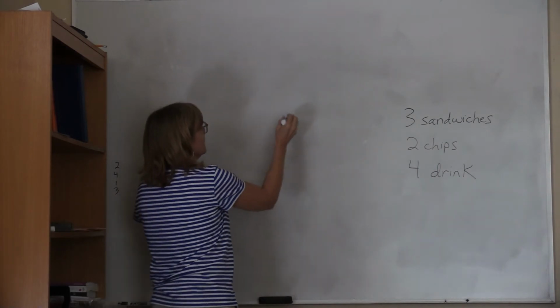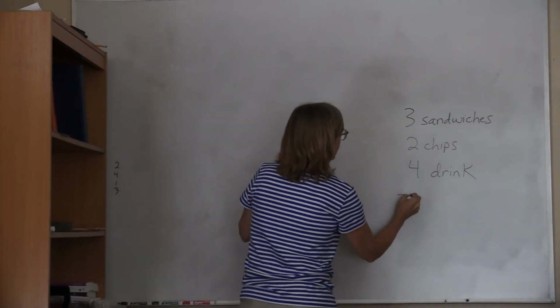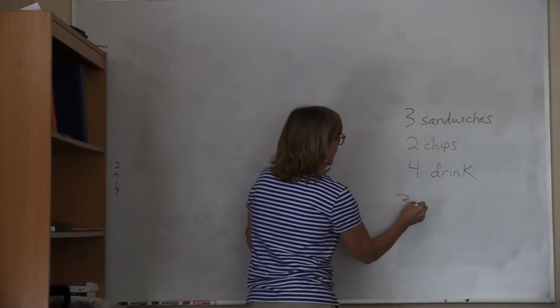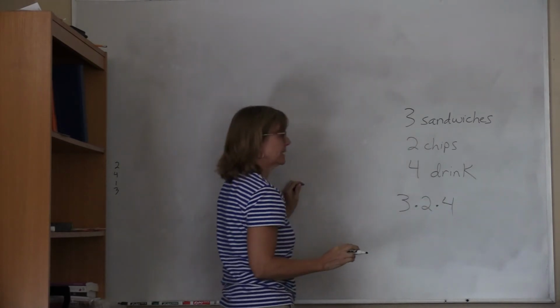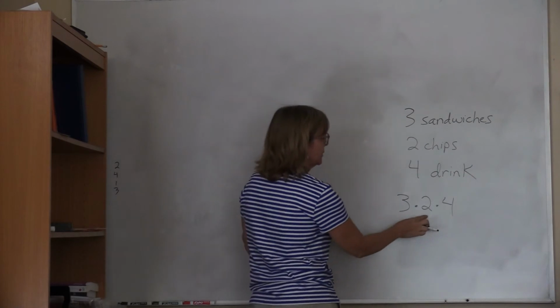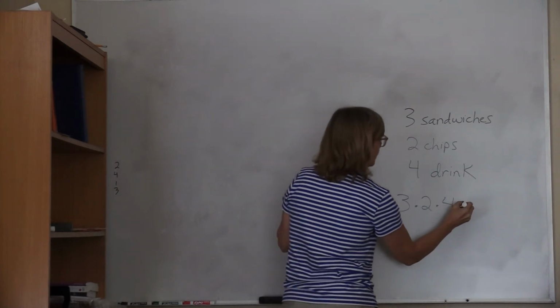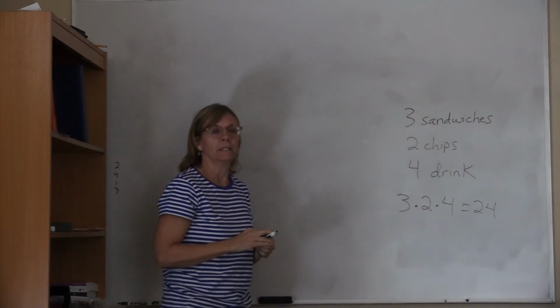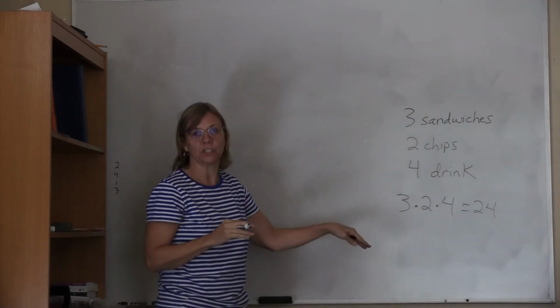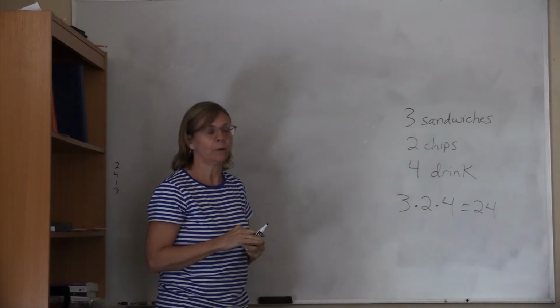I have 3 possible sandwiches. I have 2 possible chips. And I have 4 possible drinks. 3 times 2 is 6 times 4. I have 24 different possible combinations. All right?